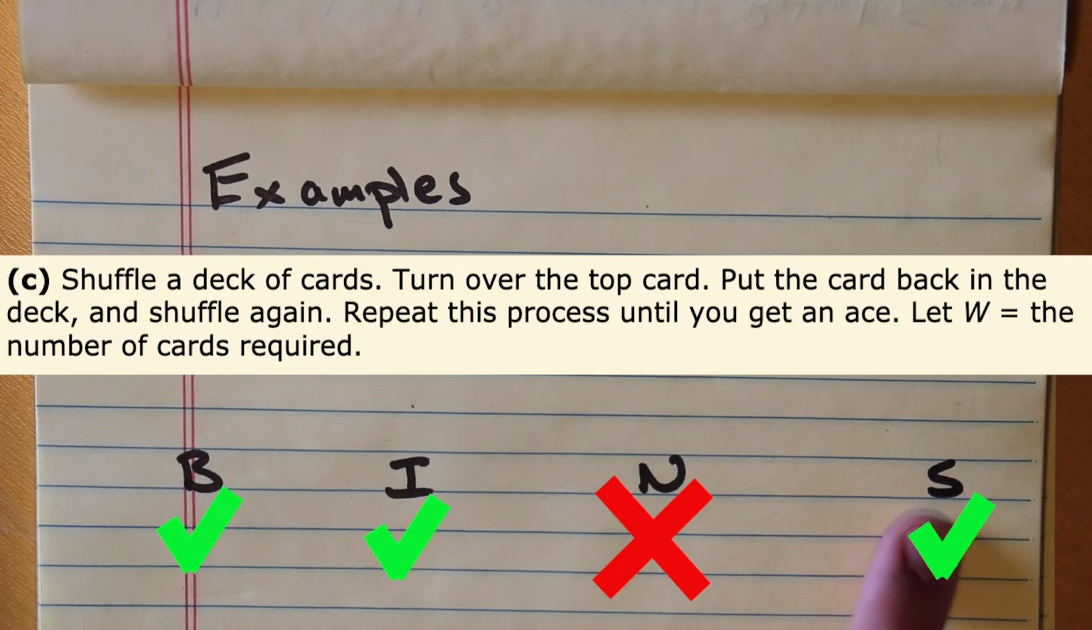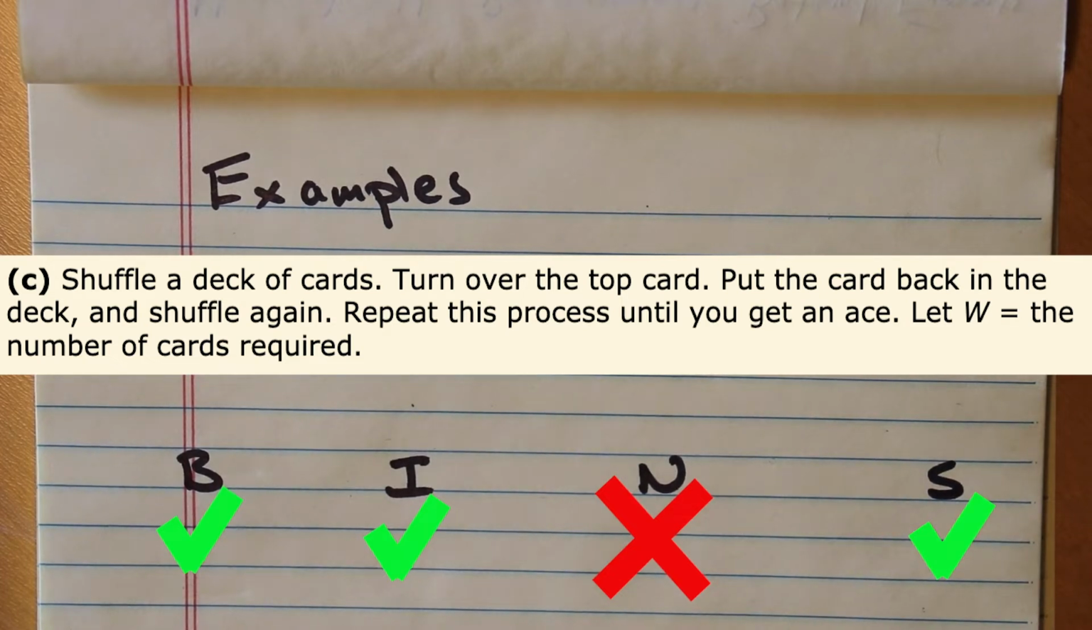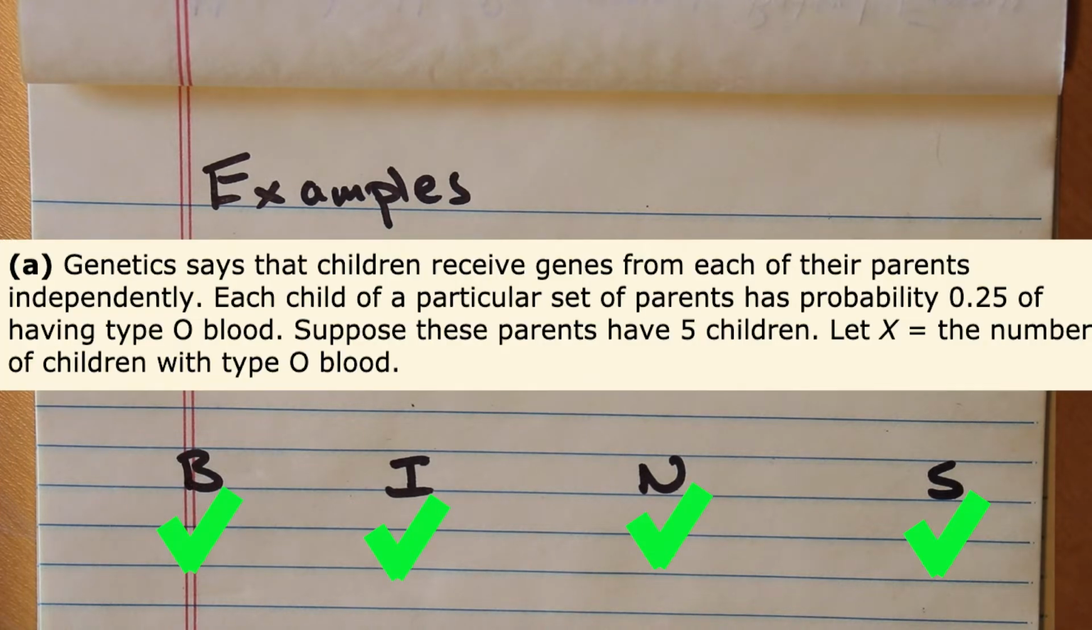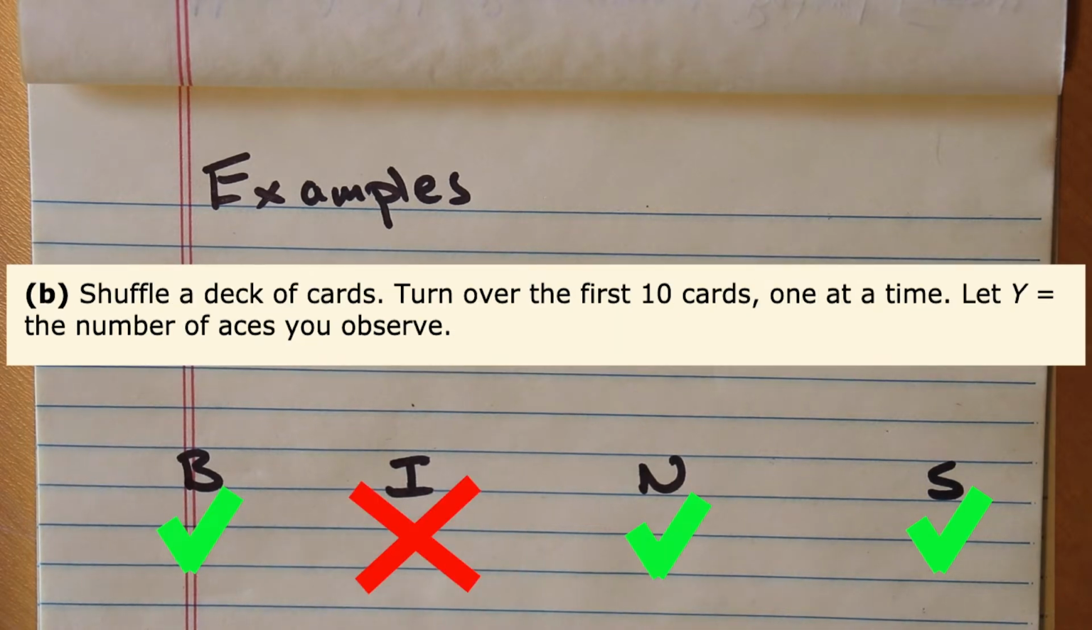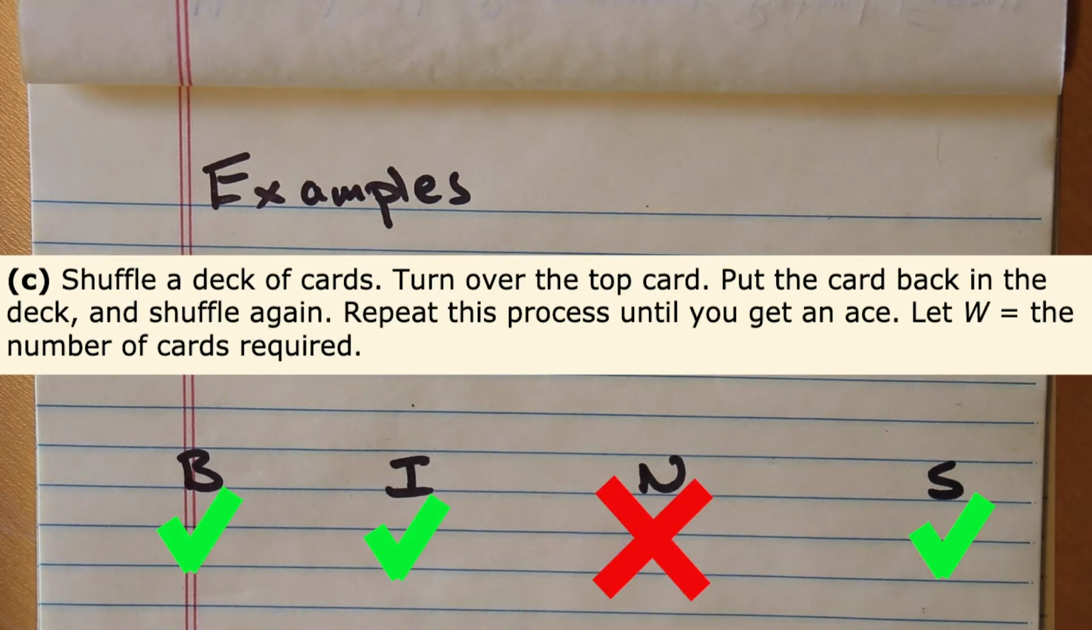Success, that's true because each time it's shuffled, the probability of getting an ace is 4 out of 52. So the first one, with type O blood or not and having 5 children, was binomial, and the last 2 weren't. The second one broke the independence because we didn't replace the card. The third one broke the number of trials because we were looking for our first ace and we didn't know when that was going to happen.